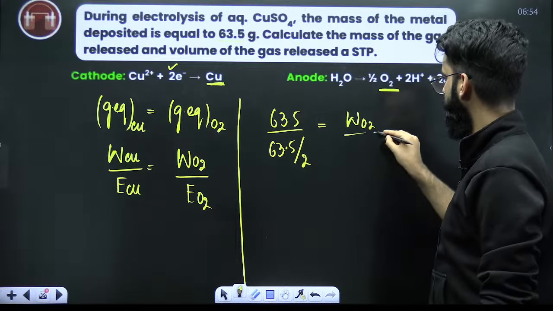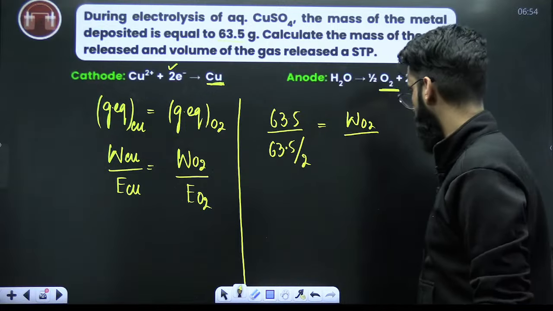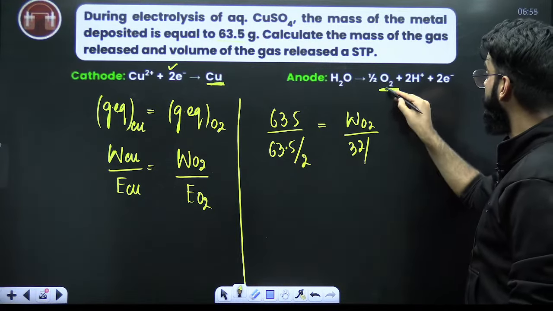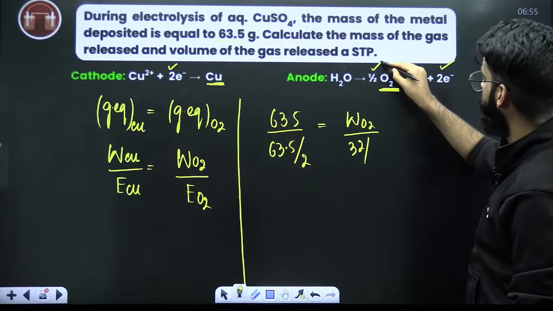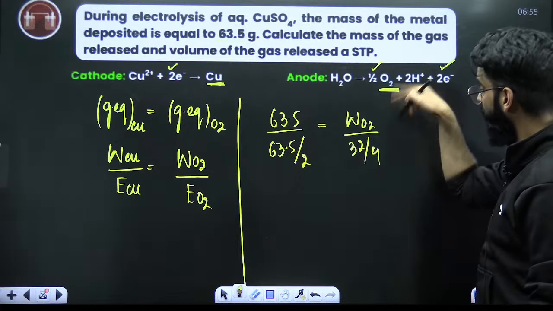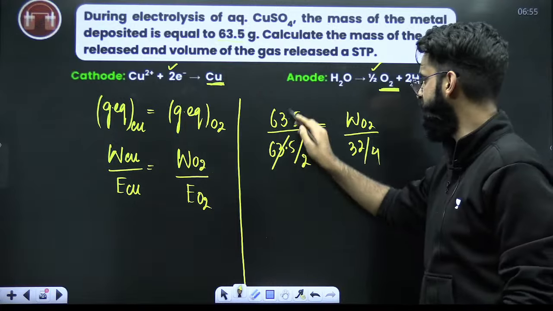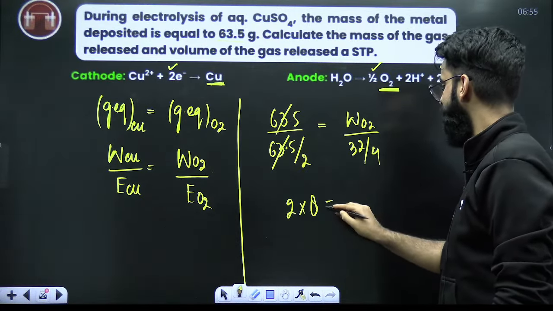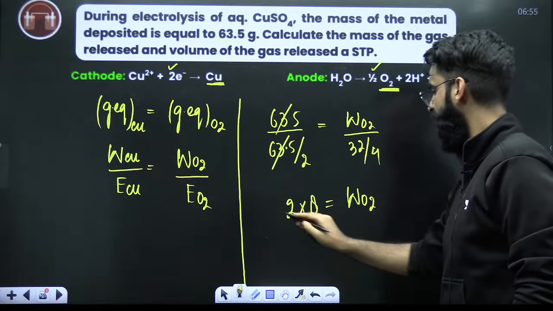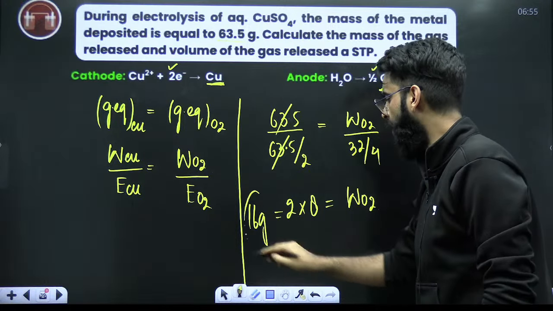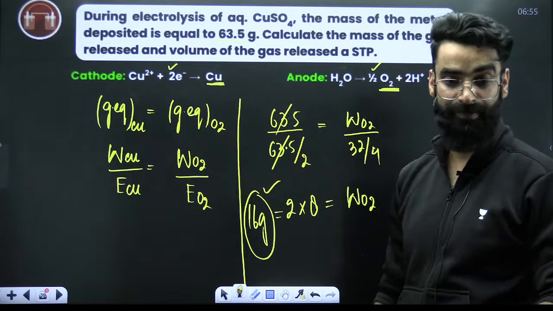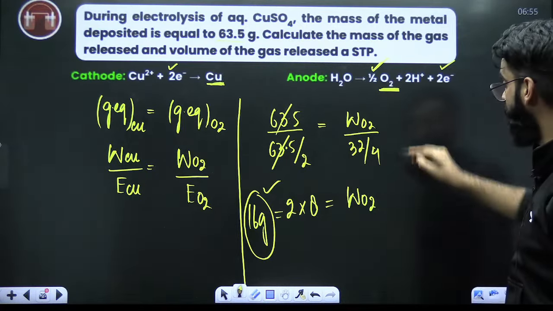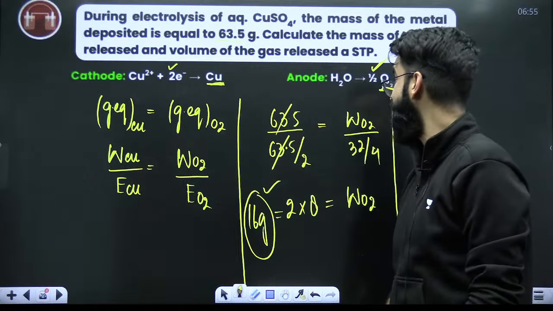Mass of O2 produced divided by equivalent mass of O2, which is molar mass of O2 divided by n factor of O2. N factor of O2 will be equal to electrons exchanged divided by stoichiometric coefficient, so 2 divided by 1/2, that comes out to be 4. This term cancels, the value comes out to be 2, and 32 divided by 4 gives 8. So the mass of O2 comes out to be 16 grams. You got to know 16 grams of O2 is liberated at anode.